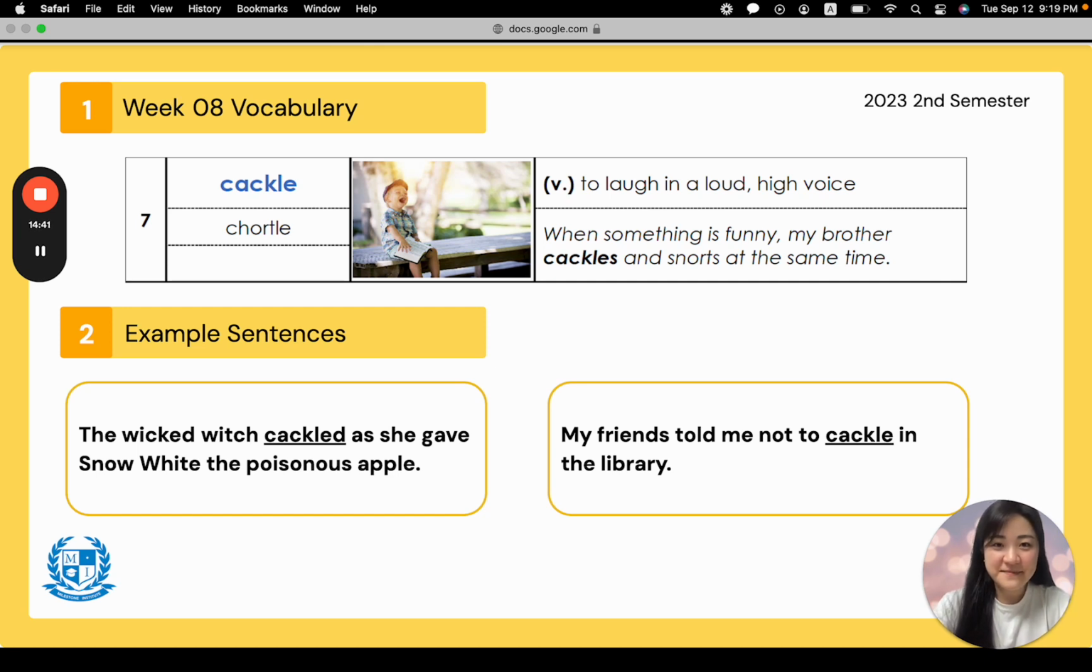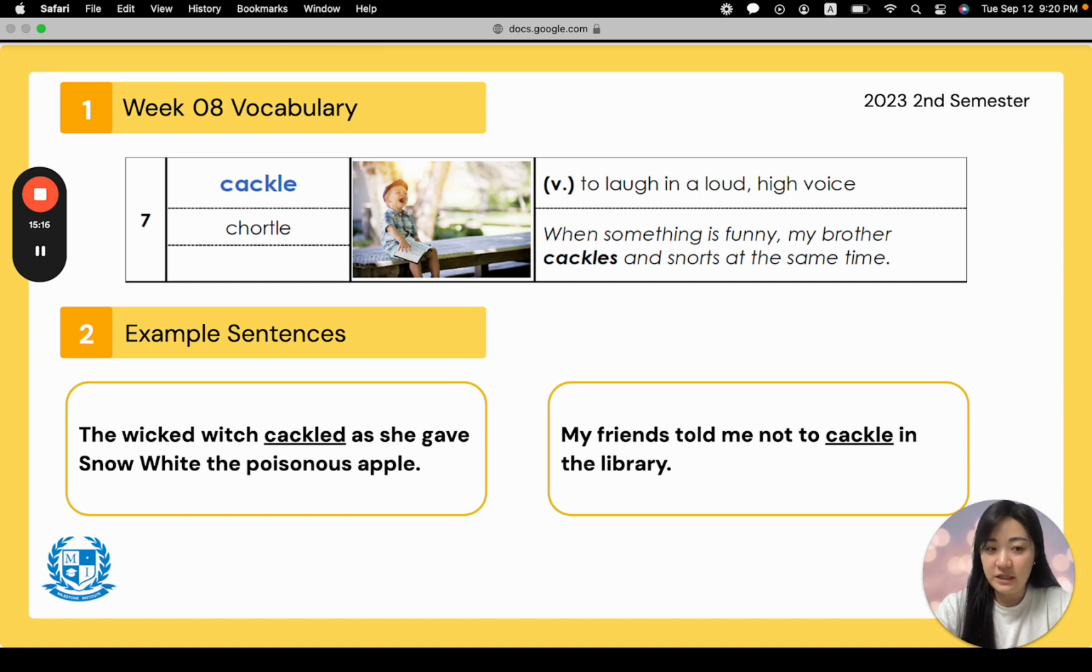To cackle. When something is funny, my brother cackles and snorts at the same time. I sometimes do this too, when it's something really funny. Cackle, and you're laughing in a high-pitched voice and you snort. Sometimes my friends make fun of me when I snort. It's not very pretty to do. So repeat after me. When something is funny, my brother cackles and snorts at the same time.